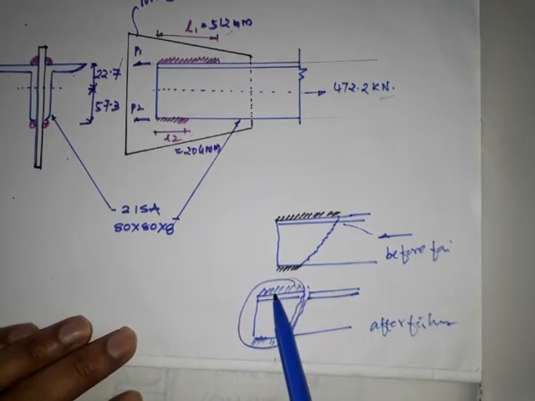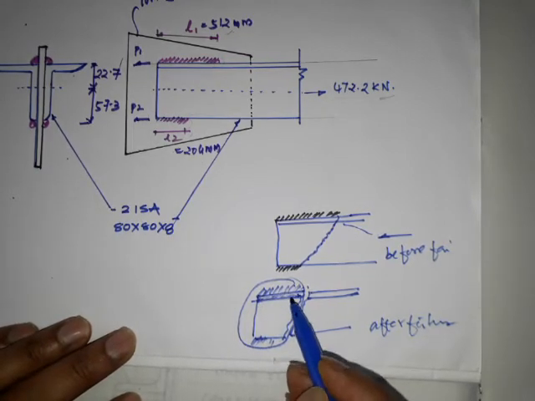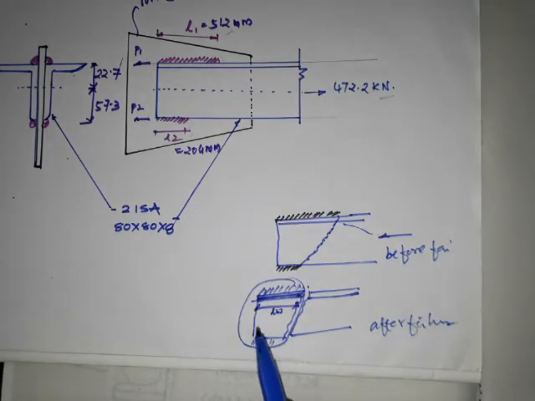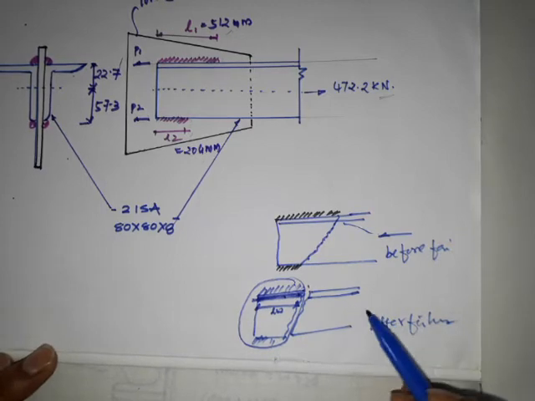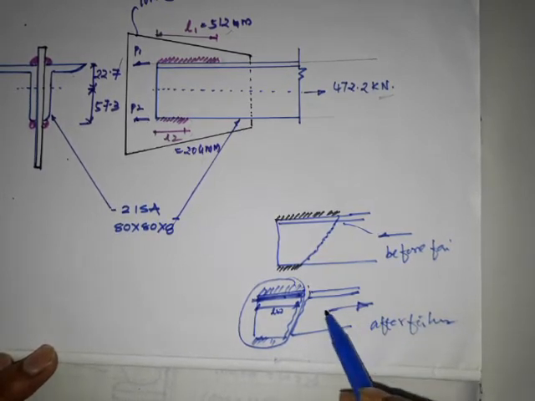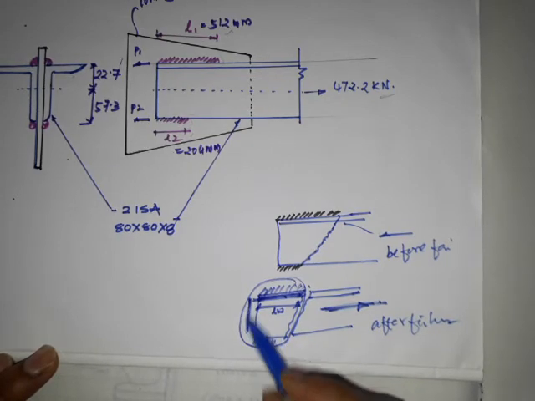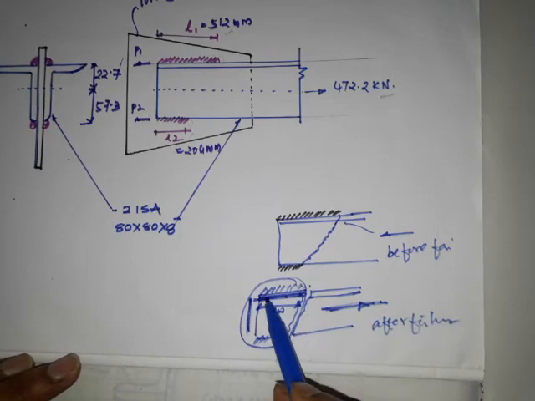So for the calculation of AVG and AVN, or ATG and ATN, for AVG and AVN we have to consider the length of weld, that is this length, the maximum length of weld. When you calculate AVG and AVN, they are along the direction of force, and ATG and ATN are vertical, or perpendicular to the direction of force. So along the direction of force means AVG and AVN.